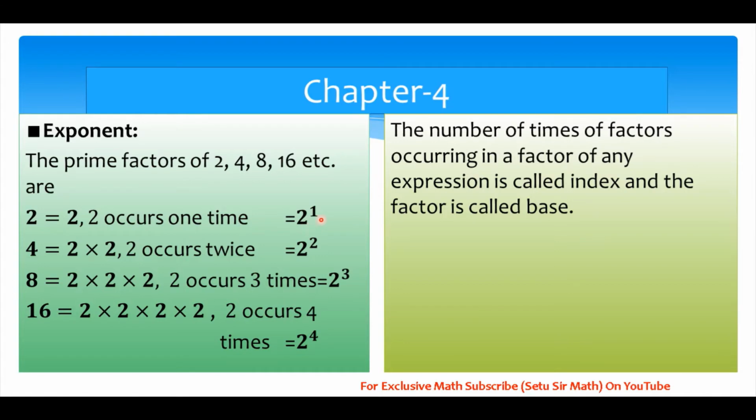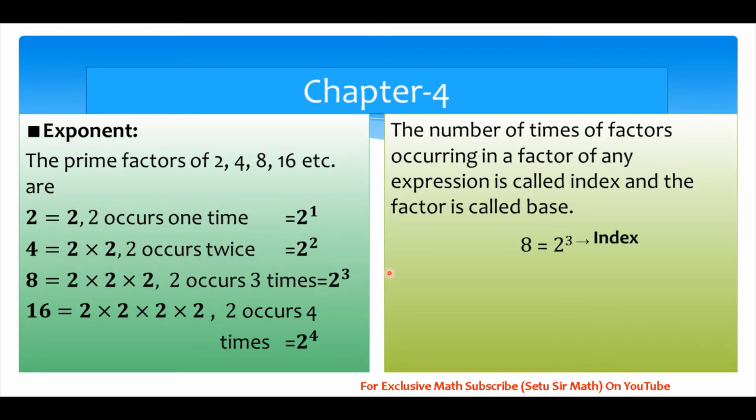Do you understand? The number of times of factors occurring in a factor of any expression is called index. You can see in here 2 to the power 1, 2 to the power 2, 2 to the power 3, 2 to the power 4, the number of times occurring in a factor. In here you can see the factors and occurring time. In here occurring time is 1, that means 2 to the power 1. In here occurring time is 2, that means 2 to the power 2. In here occurring time is 3, that means 2 to the power 3. In here occurring time is 4, that means 2 to the power 4. And this is the general thing, and you will do all the maths like this.